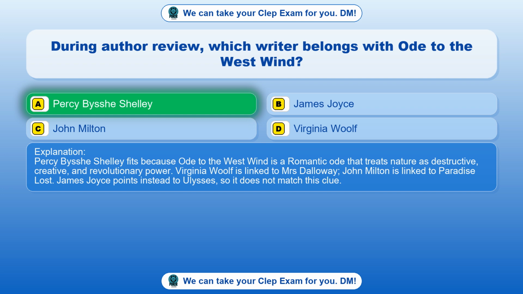Virginia Woolf is linked to Mrs. Dalloway. John Milton is linked to Paradise Lost. James Joyce points instead to Ulysses, so it does not match this clue.